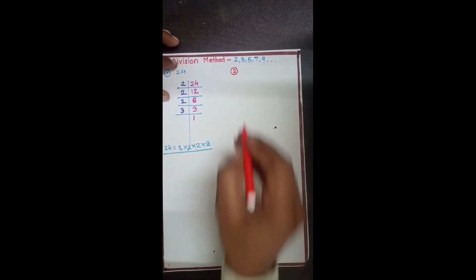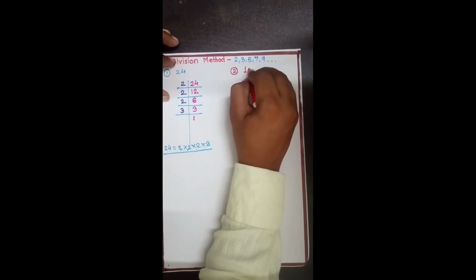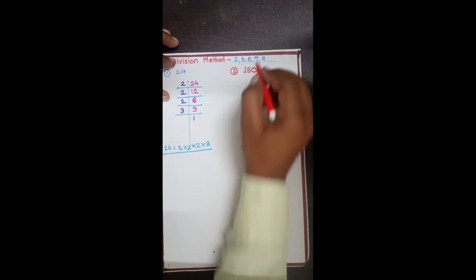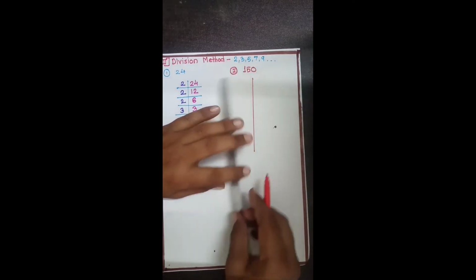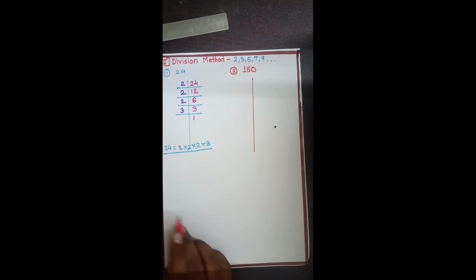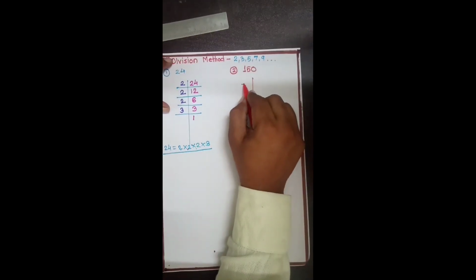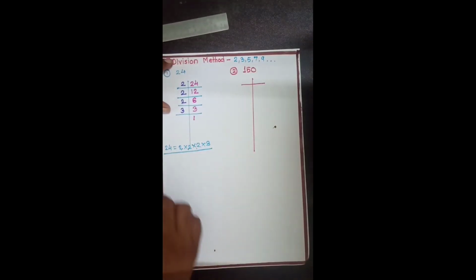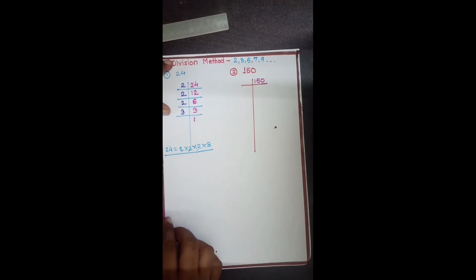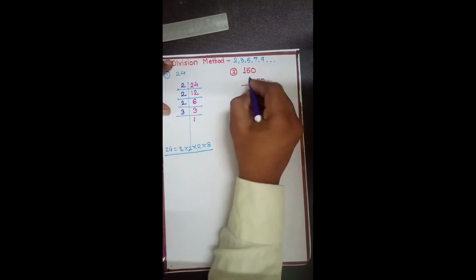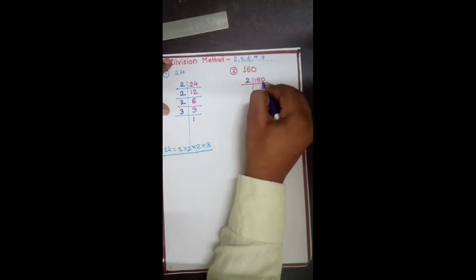The second number to find prime factors of is 150. So for that, again draw the structure. Always be good in your presentation, so it will add to the beauty of your presentation. So here we are going to write 150. Let us again check whether it is divisible by 2. Yes, absolutely it is divisible by 2. Why? Because it has 0 in the unit place.